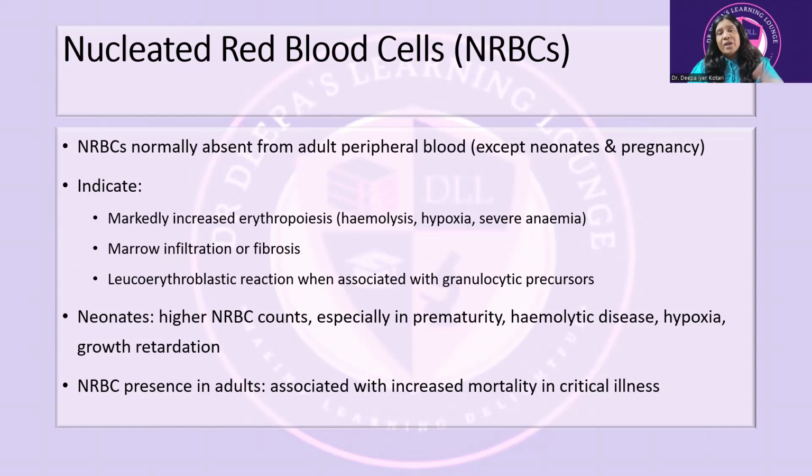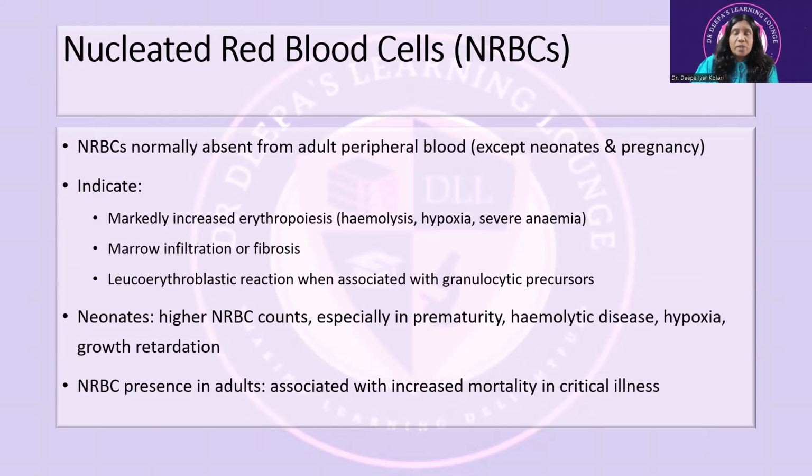But when you see it in a very, very high range compared to their age reference, then you have to think of some hypoxic change that is happening in the baby. That also has to be reported. So in an adult and especially in intensive care population, you do see NRBCs, which is an independent marker of a poor outcome as well.